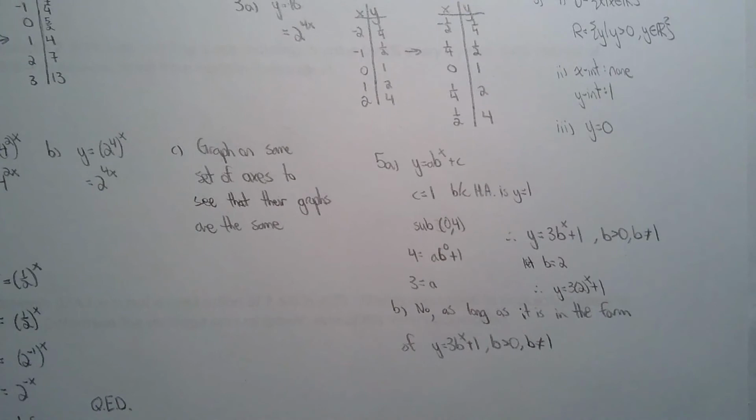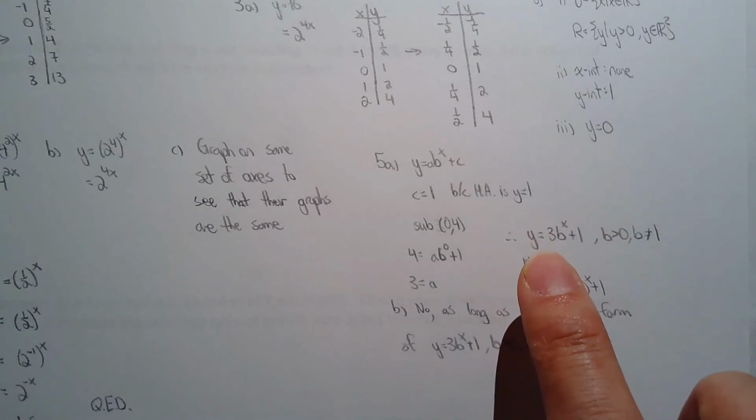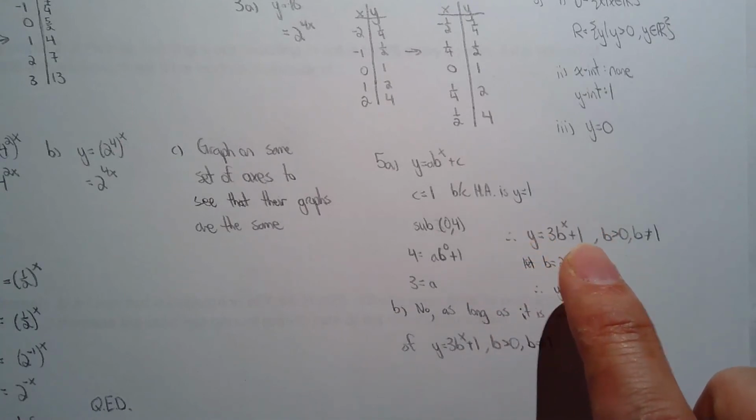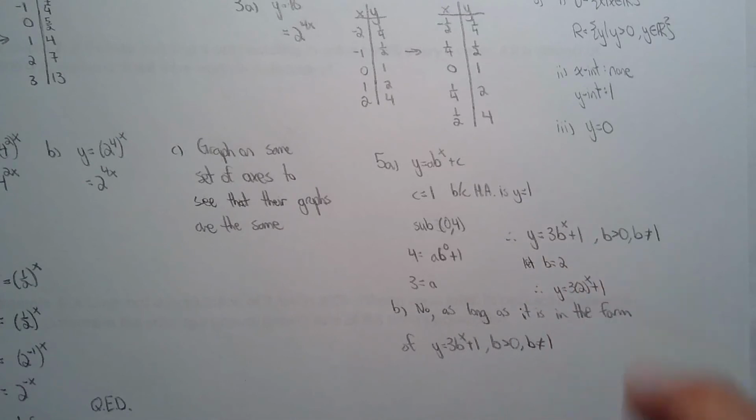Okay, so for question 5, great question. You're told the y-intercept, you're told the horizontal asymptote, but unfortunately, you'll see that there are infinite values that can be for b. As long as the equation is of the form y equals 3 times b to the power of x plus 1, and once again, b is greater than 0 and b can't be 1, then you have an exponential function that satisfies the properties.